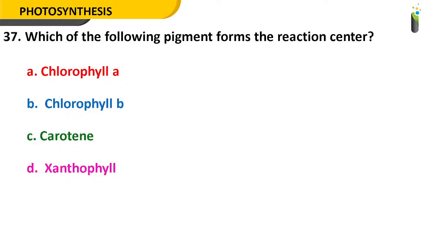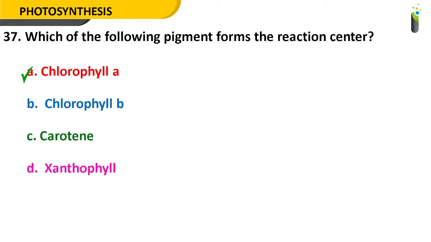Well, the answer for this question is A, chlorophyll A. Chlorophyll A is the pigment that forms the reaction center. Now, what is meant by this reaction center? A reaction center is nothing but the one which has the capacity to transfer all the energy that has been harnessed from the photons to an electron. The remaining pigments do harness some energy, they do absorb solar energy, but they are not capable of transferring this energy to the electron and releasing it.